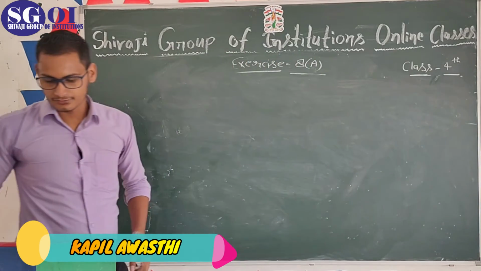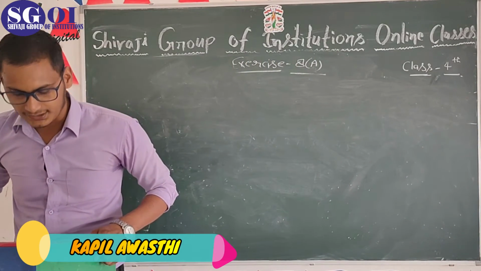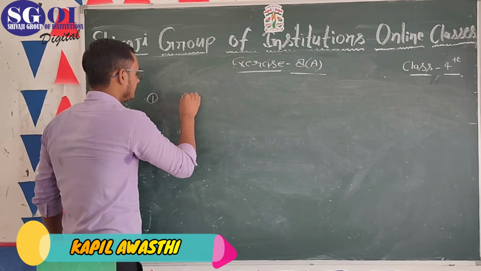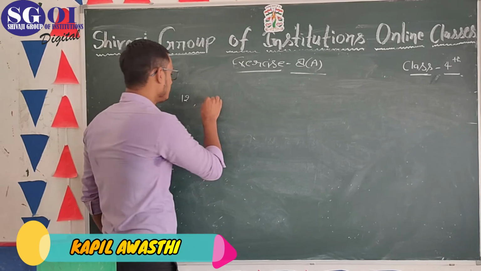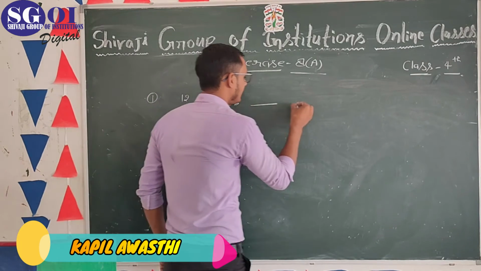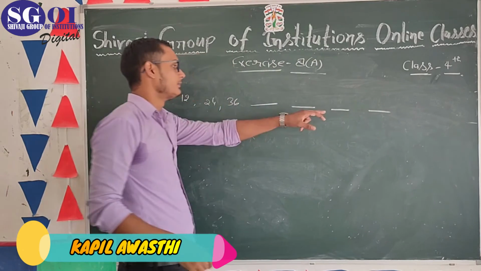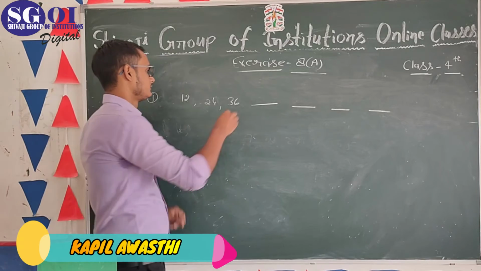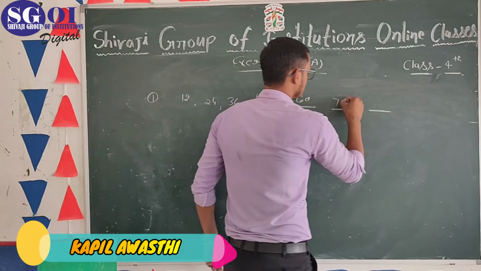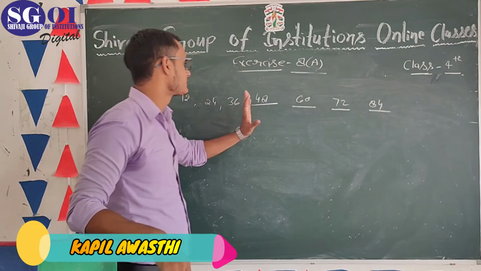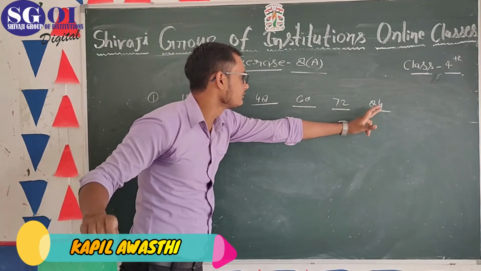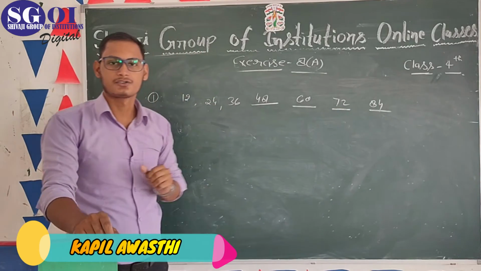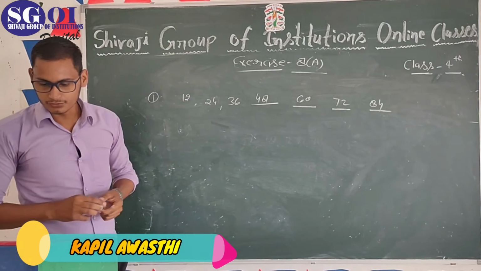So students, next part B, write the next 4 multiples. Okay. So question number 1 is given 12, 24 and 36, and we have to find the next 4 multiples of this number. The next 4 multiples of 12 are 48, 60, 72 and 84. Understood?